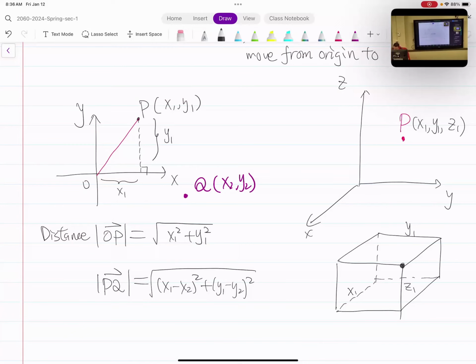Let me think. So let's just stick to the dashed lines because they are all different. So x1 is this one, so there's no confusion. y1 is this one. And z1 is the vertical one. Right?